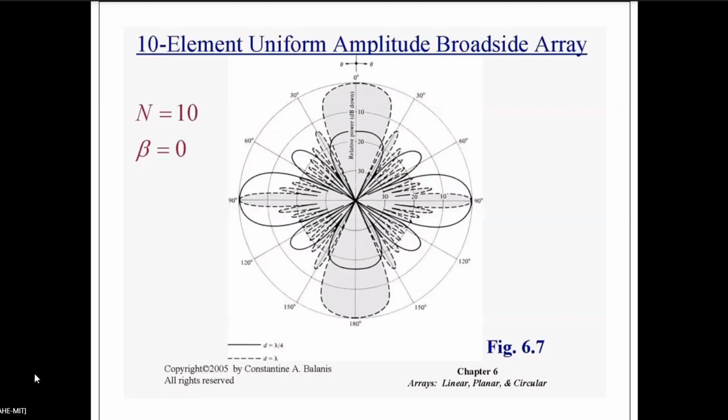This is a 10 element uniform amplitude, n is equal to 10 broadside array. He has given different values of d, varied the distance, and shown the plot. You can go through it later on.